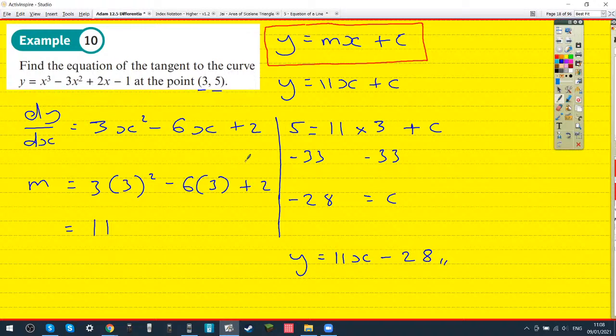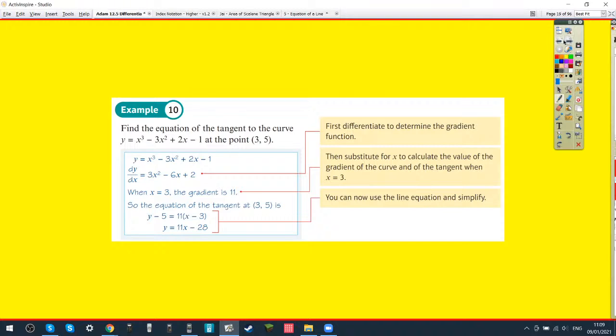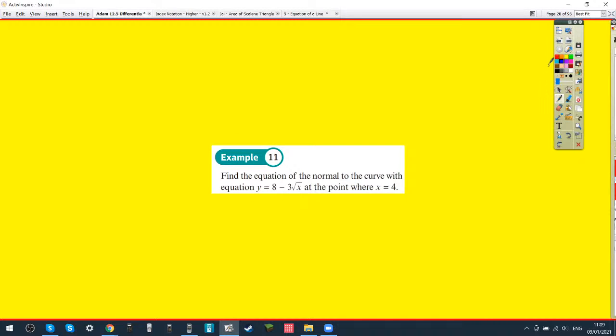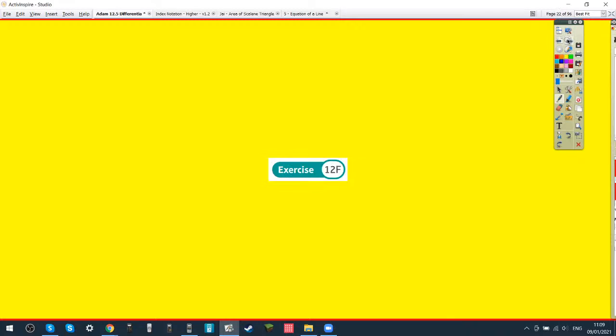So in general, there's a few different ways of doing it, but find the gradient using the gradient function, and then find c. There's a few different ways of doing that as well. Let's see. I'm just considering. See how we do. There's a different way of going about it. I'm just not sure which way would be better.